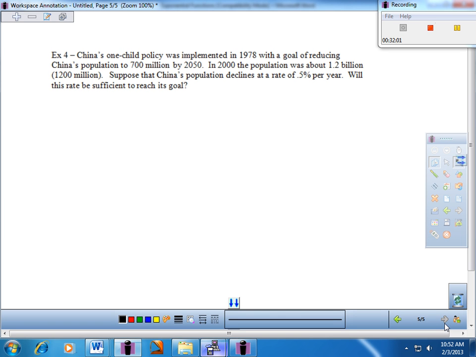Last good application problem from here today, and again, over the course of this whole unit, we'll be seeing tons and tons of applications dealing with exponential functions, and then soon, logarithmic functions. All right, here we go. China's one-child policy was implemented in 1978 with the goal of reducing China's population to 700 million by 2050. Here's the key. In 2000, so this is where we're going to start our model, by the way.